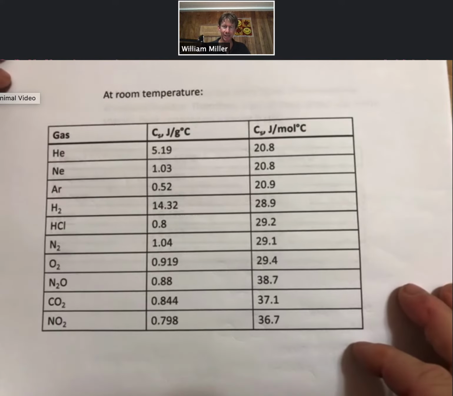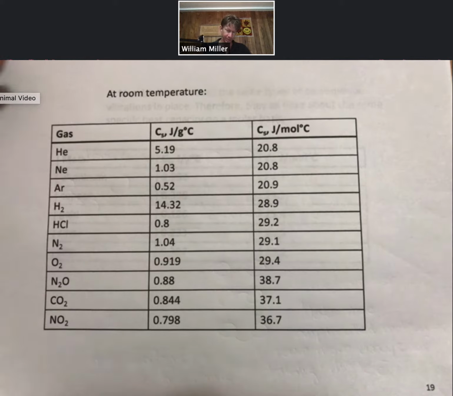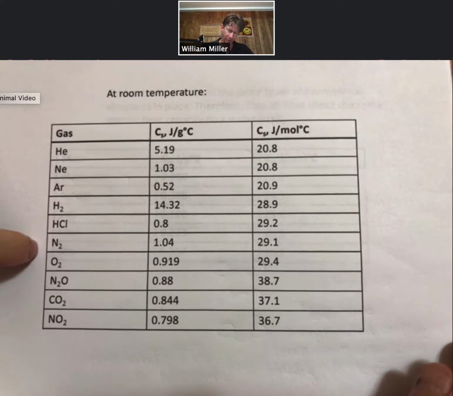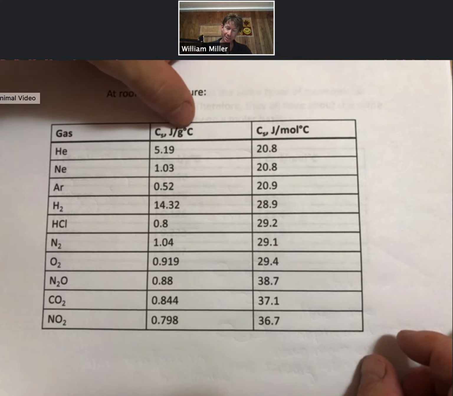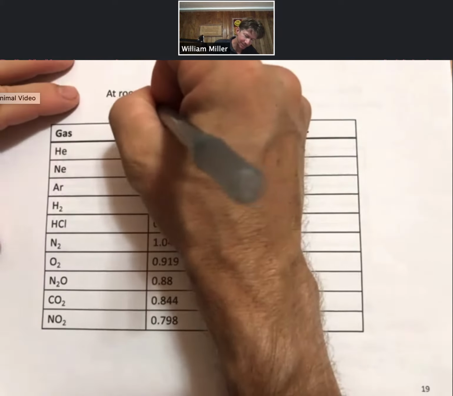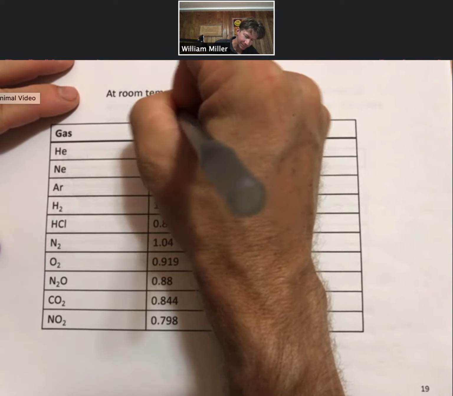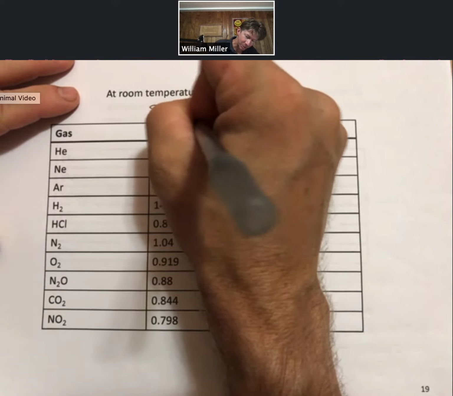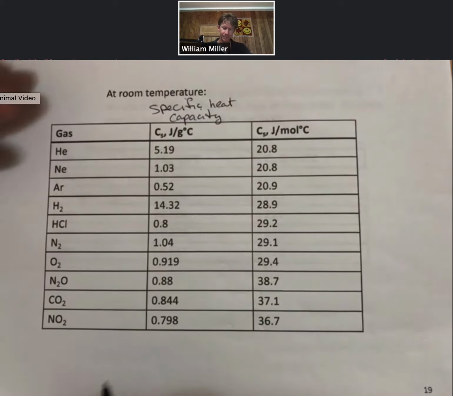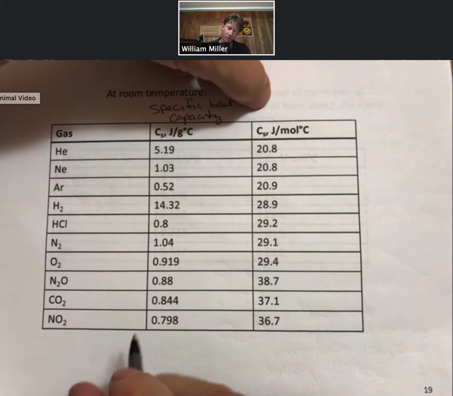Now, let's look at some data for gases at room temperature. What we're looking at is the specific heat capacity in joules per gram degree Celsius. And so this is a specific heat capacity. And again, this is what we're going to be typically working with. And this is a molar heat capacity.